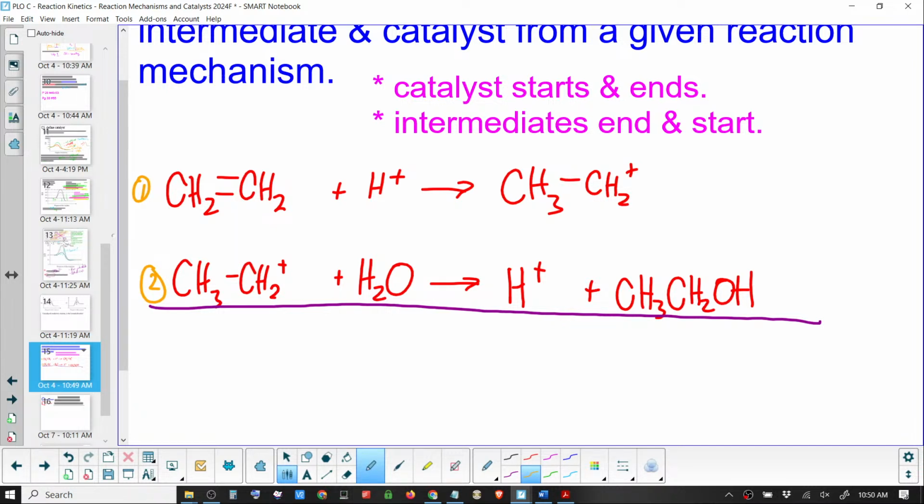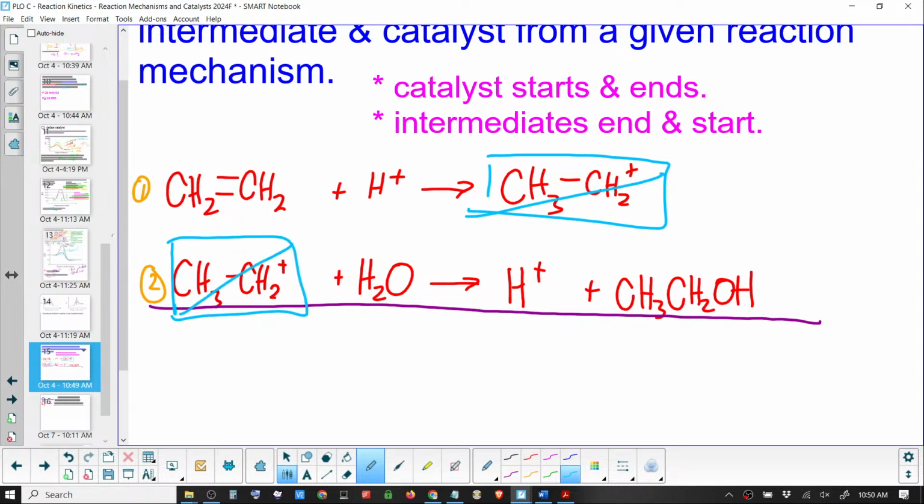Who needs points? B. Dealer's choice. Identify a catalyst, identify an intermediate, or give me the overall reaction. The intermediate is CH3CH2O+? No, CH2+. Oh, there we go. That one, that's the start, and then at the beginning of the next reaction, yeah. Excellent. That's a reaction intermediate.